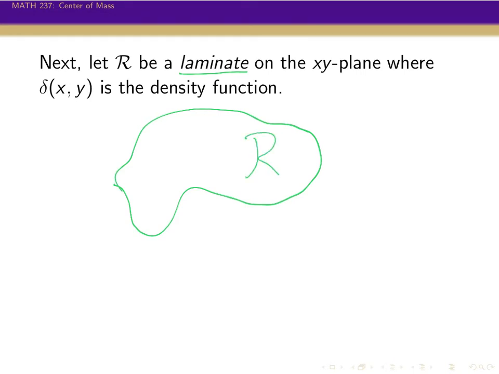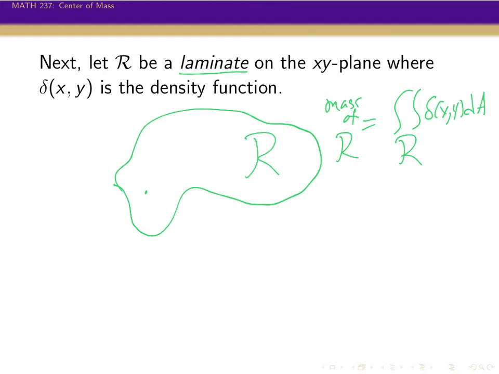It looks like this. We have a density function for each point, and so we get that the mass of R, using our formula from before, is going to be integrating the density over here. Okay. Now, how do we find the center of mass over this entire region?